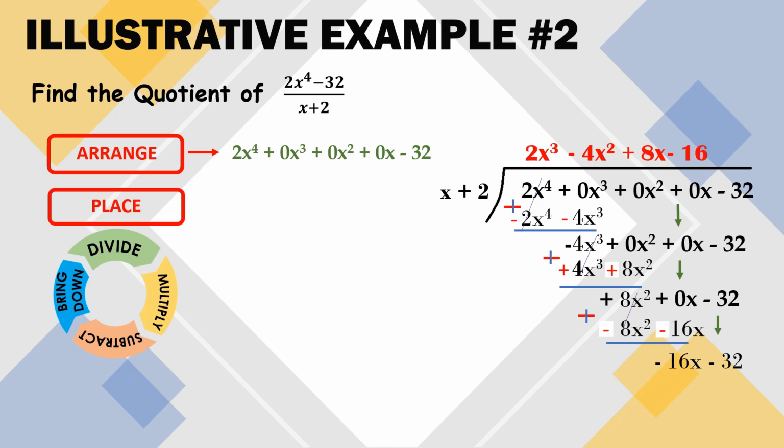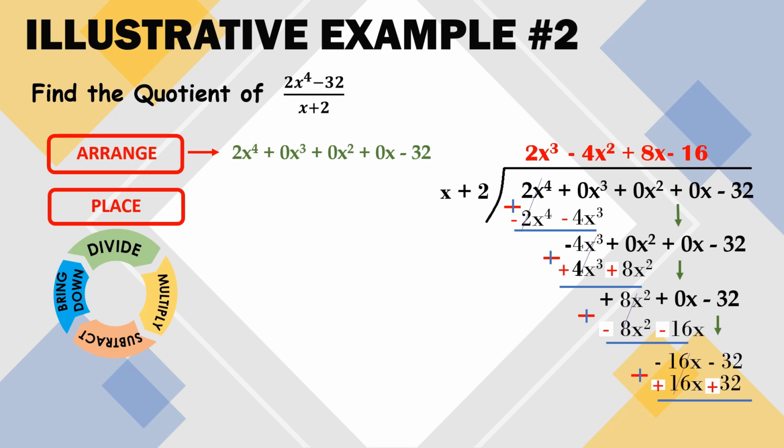So negative 16x divided by x is equal to negative 16. After divide, we multiply. Negative 16 times x is negative 16x. Negative 16 times 2 is equal to negative 32. Then, after multiply, we're going to subtract the terms. Since we're subtracting, change the sign of the subtrahend, proceed to addition.